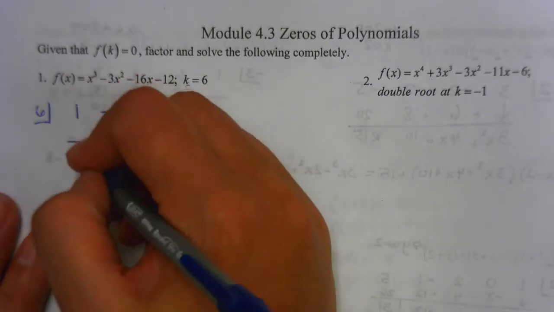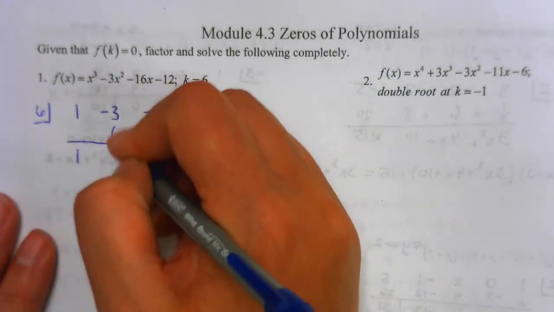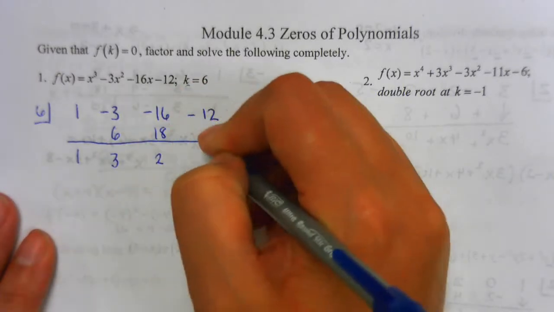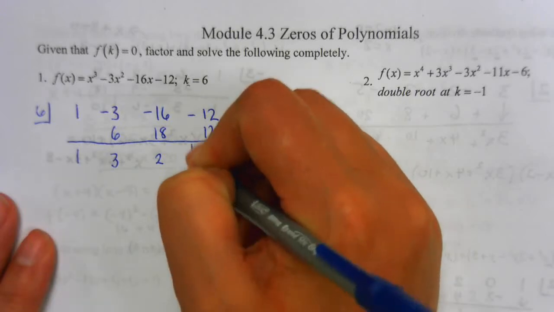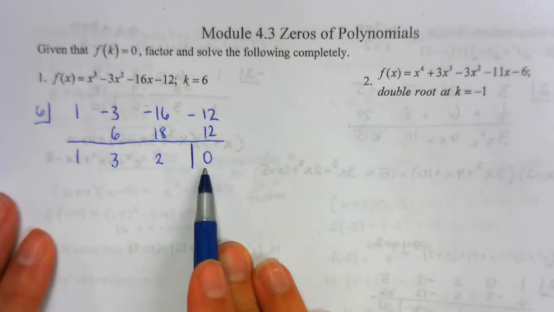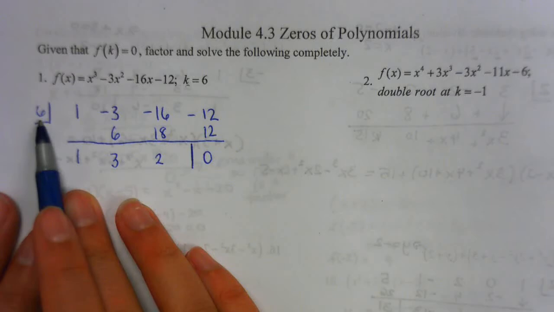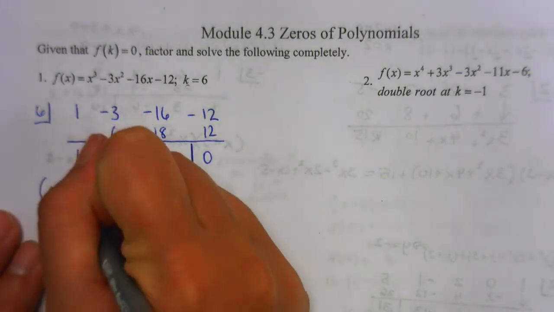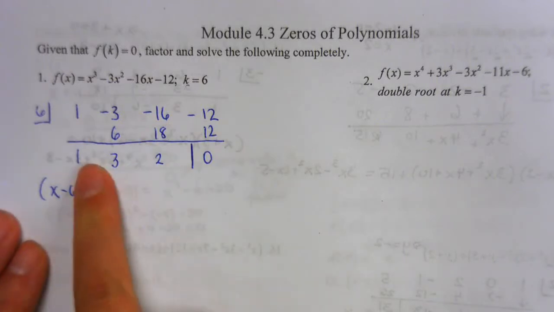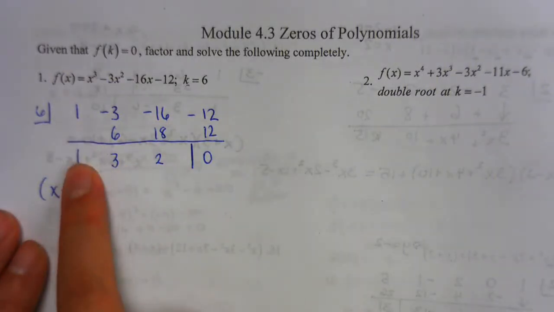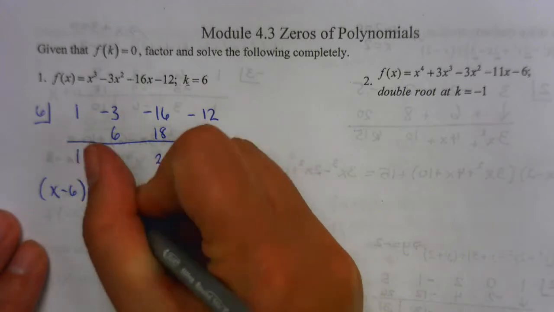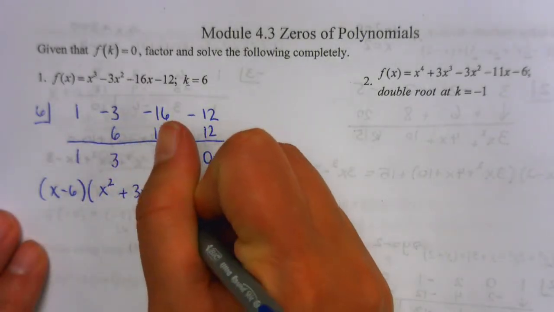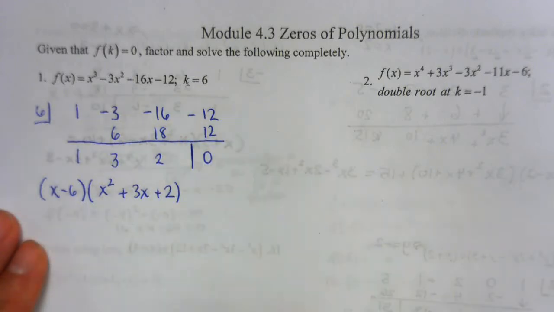So I'm going to bring down the 1, multiply, add straight down, multiply, add straight down, multiply, add straight down. So my remainder is 0, which means that x minus 6 was a factor. I'm going to rewrite that as x minus 6. And then my new polynomial, my answer here, remember we drop it by 1. So this 1 is an x squared. The 3 is 3x. The 2 is my constant.